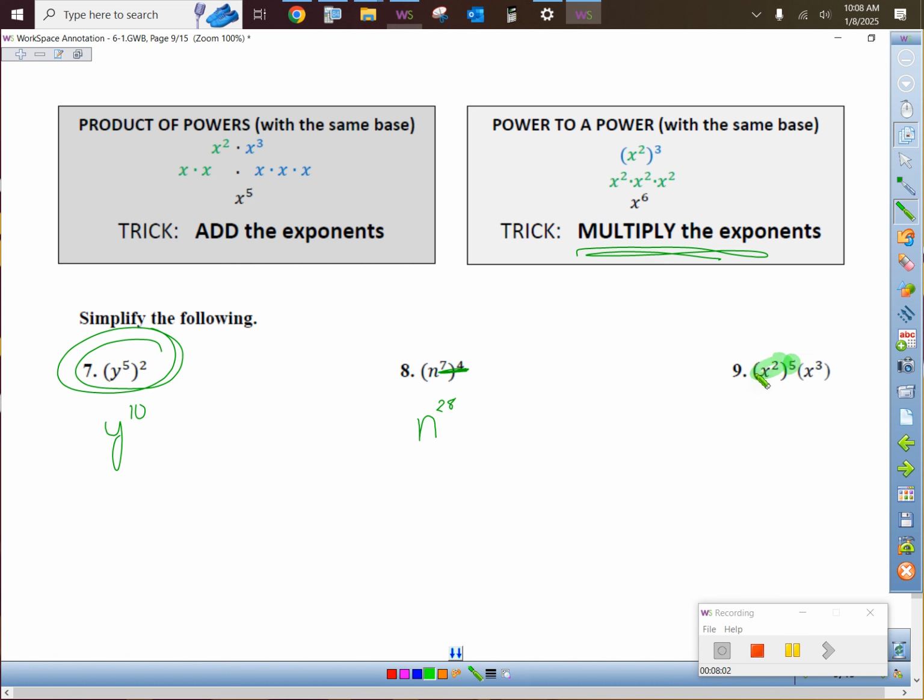So I need to figure out this green nugget first. That's a power to a power. What should x squared to the 5th turn out to be? X to the 10th. This little bit of work shown is what I'd like you to show as well.